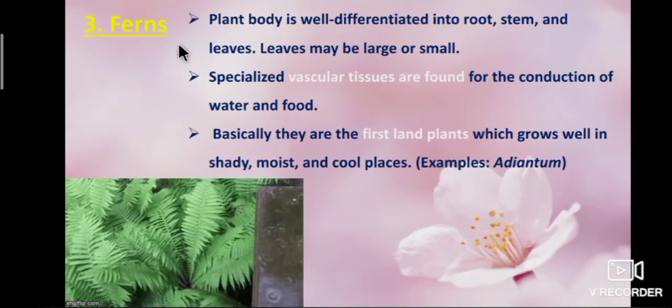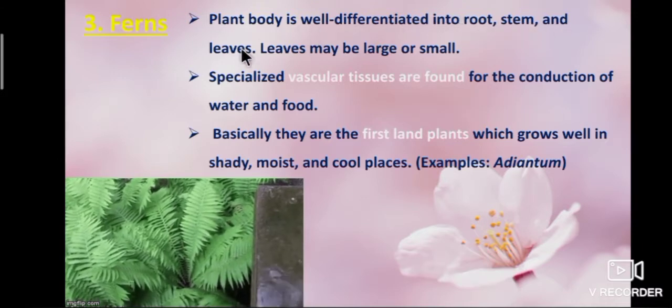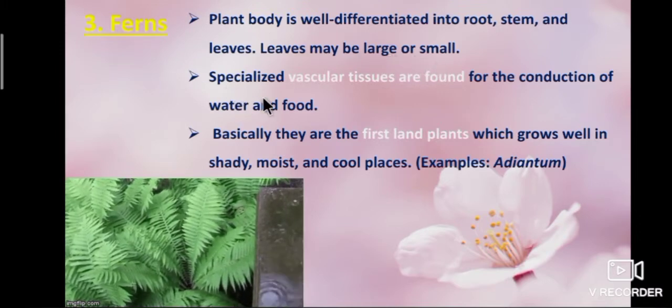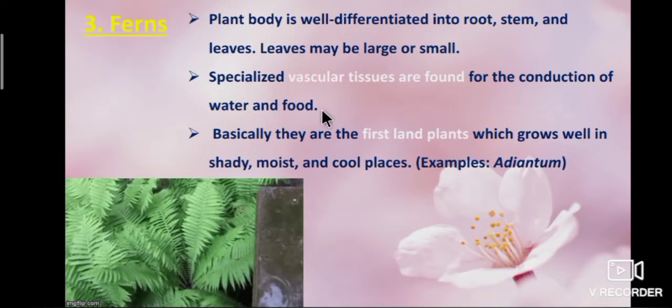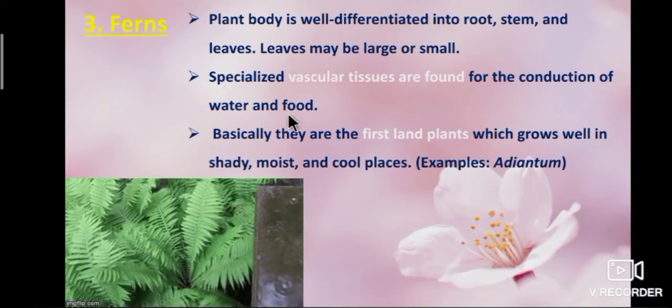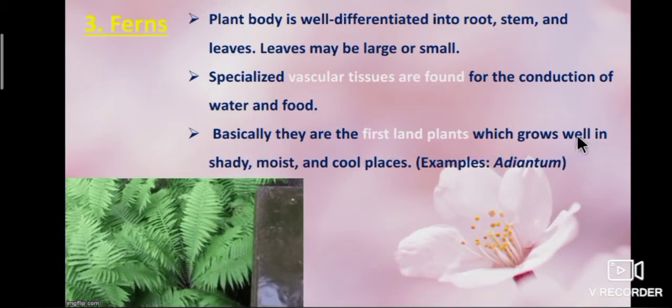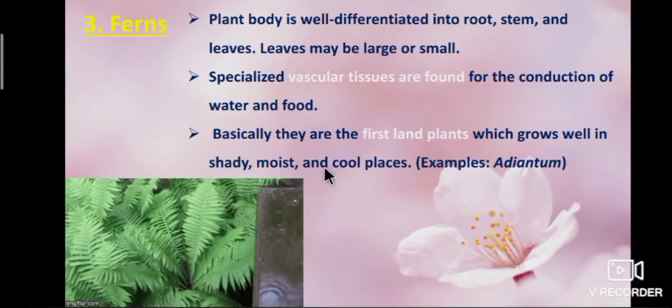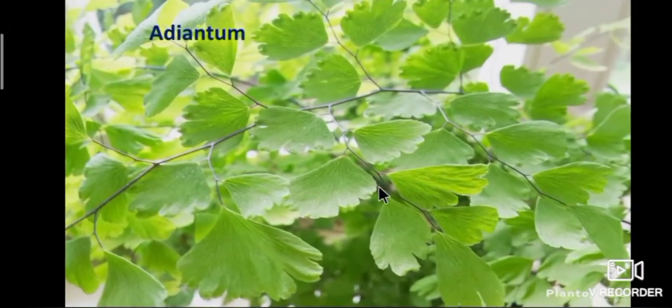Third one, ferns. Plant body is well differentiated into root, stem and leaves. Leaves may be large or small. In ferns, specialized vascular tissues are found for the conduction of water and food. Basically, they are the first land plants which grow well in shady, moist and cool places. Example, Adiantum. See the picture, this is Adiantum plant.